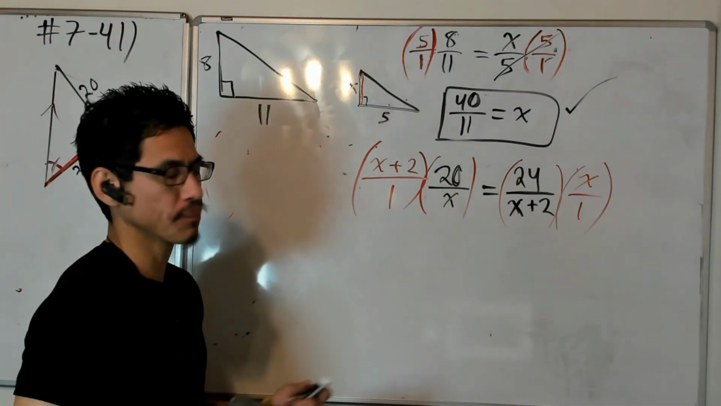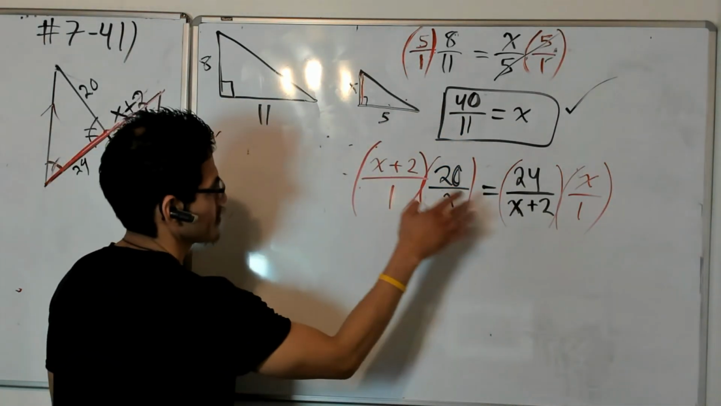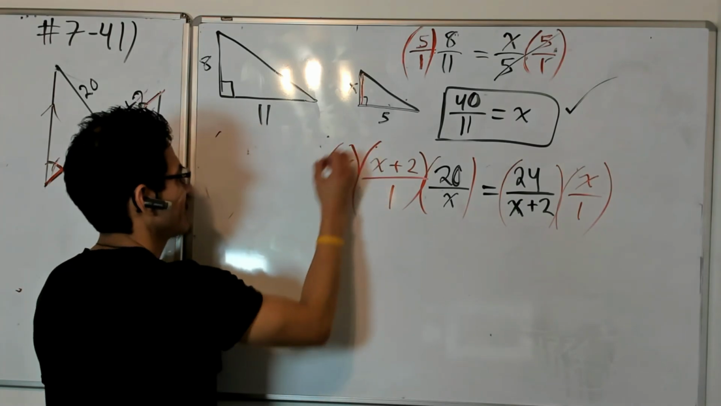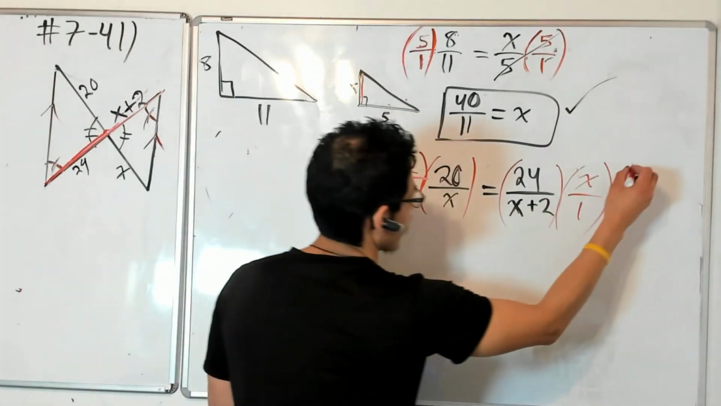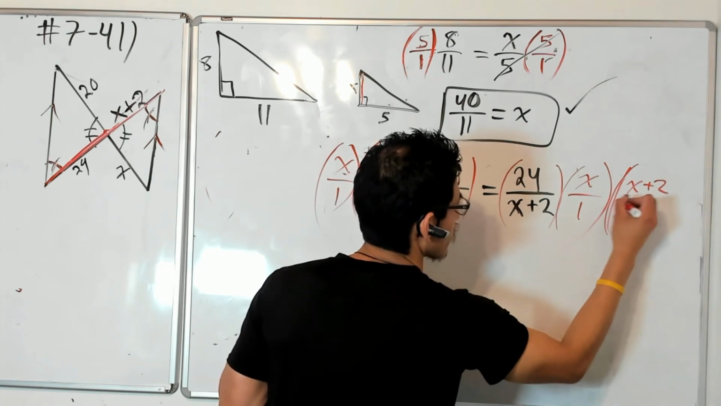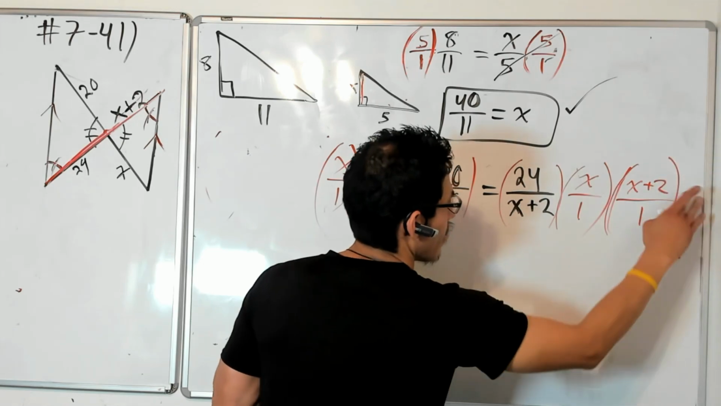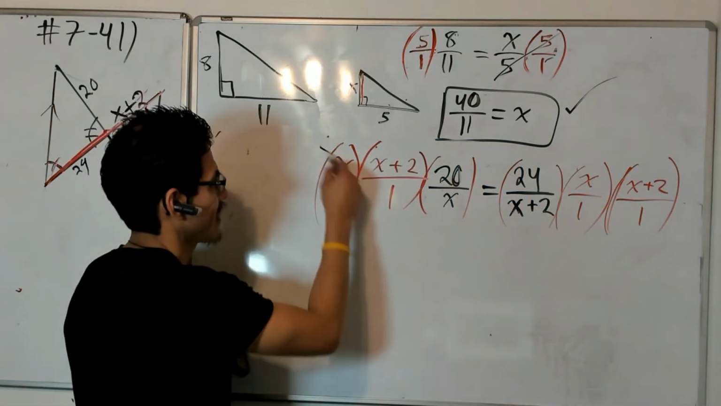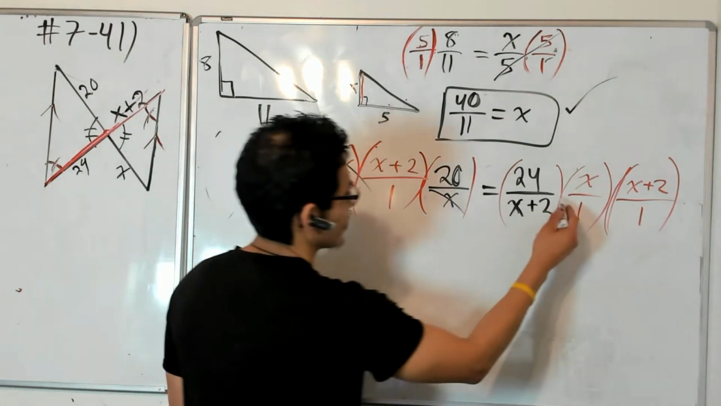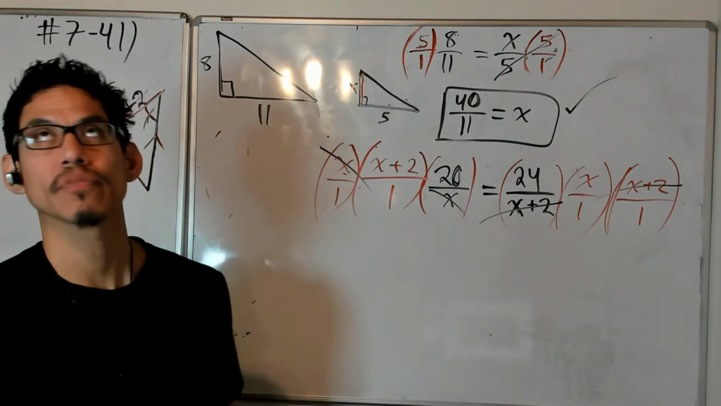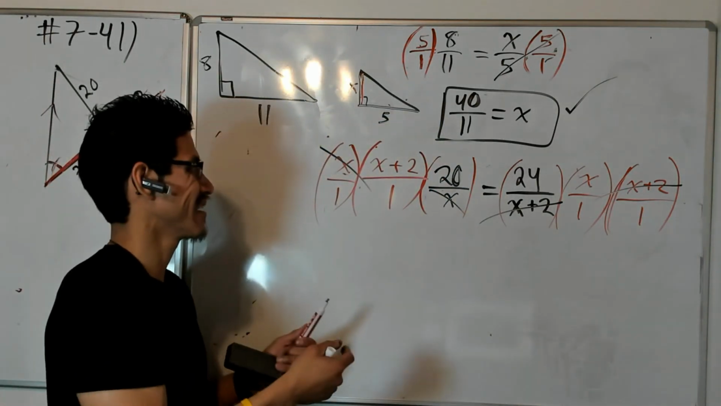Now, technically, because you're wondering why I want to multiply by both, I am multiplying this side by x over 1, and this side by x plus 2 over 1. But I don't need to write it because I know for sure it's going to cancel out. I know that x is going to cancel out with that, and x plus 2 is going to cancel out with that. That's why they may just call it cross multiplying, because that's always going to work out.